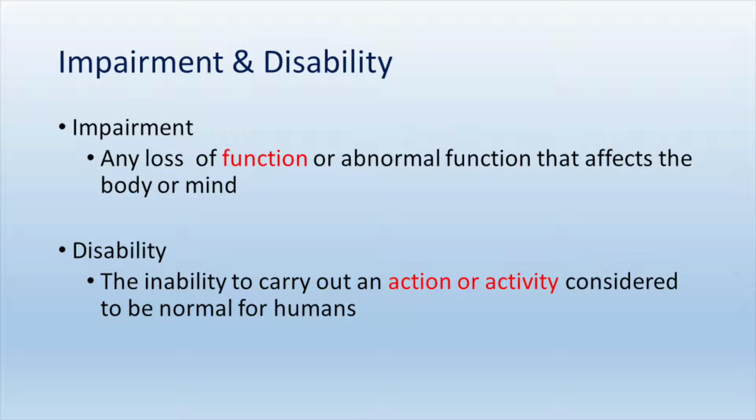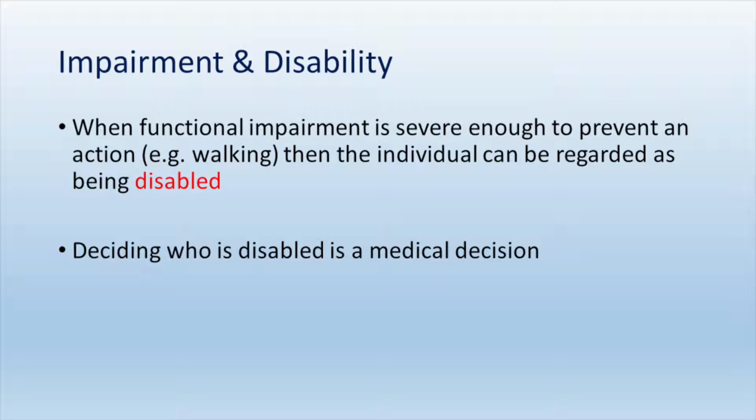We firstly need to differentiate between impairment and disability. Impairment is the loss of function. For example, somebody has lost power in his legs as a result of a spinal cord injury. Disability is the result of that impairment. So somebody is unable to walk as a result of that impairment. When the functional impairment is severe enough to prevent something like walking, we regard that individual as being disabled. And this is a medical decision.